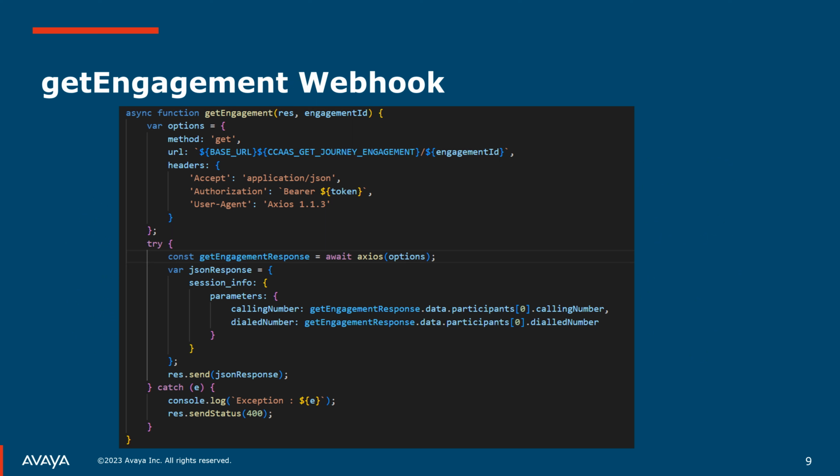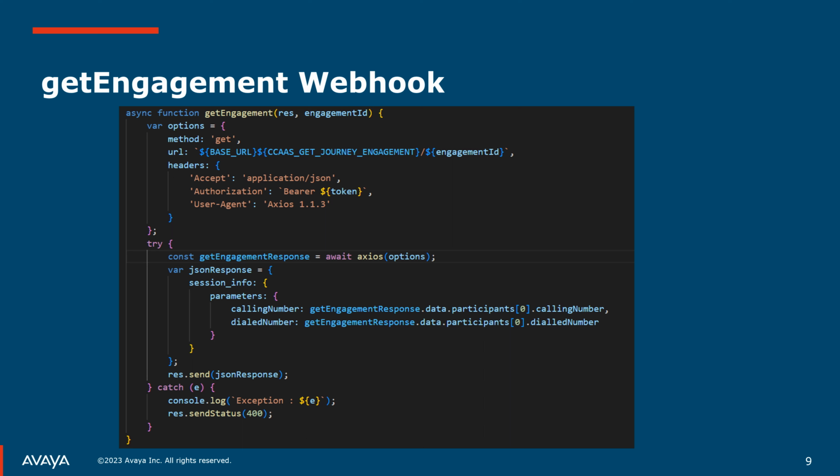This is the webhook call that I've actually used to get that information. So I'm invoking Get Engagement, which is a REST API within AXP. Look at the part in the middle where I say JSON response equals. This is the information that I'm returning back to the CX agent. The important part is I am able to pass parameters that now can become part of the CX agent flow. So in this case, specifically, I'm passing back calling number and dialed number. And I'm obtaining calling number and dialed number from that JSON structure that was passed back to me from AXP.